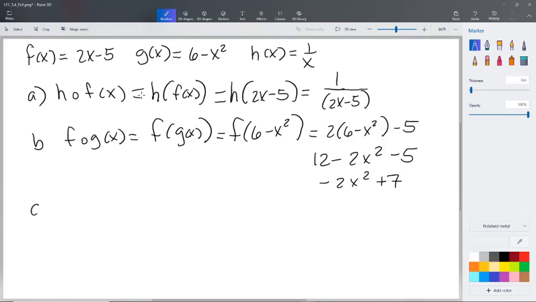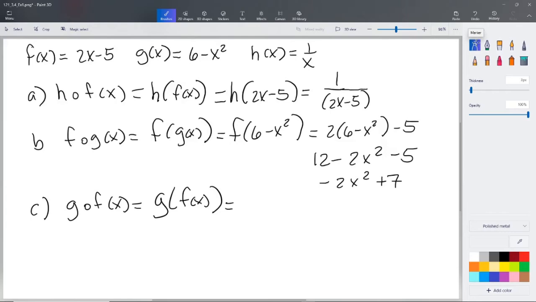Our part C, this is the classic golf. So g of f of x. Again, reads as g of f of x. Which means we're going to take the f of x equation now, this 2x minus 5, and we're going to put that into the g of x equation for x. Now this x is being squared, and so our 2x minus 5 is going to have to be squared as well. But let's get it set up first.